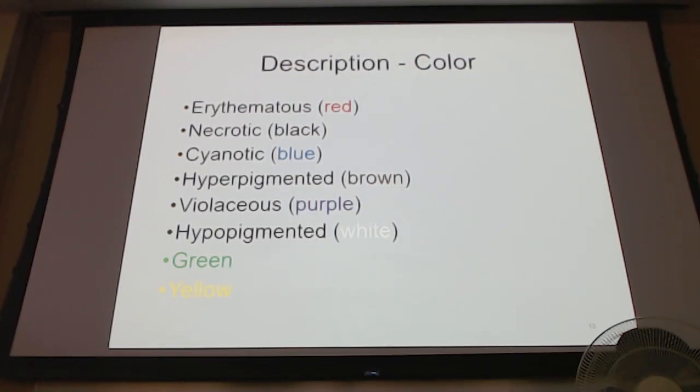Color-wise, so description: erythematous, necrotic, cyanotic, hyperpigmented, violaceous, hypopigmented, green, yellow. Basically, that is just breaking them down into how they look, right? So if I have a black widow bite, then my lesion could look necrotic, right? Because it's dead, it's going away. If I was at the Oscars and Will Smith slapped me in my cheek, then that could be erythematous, right? It's red. That's just how we break that stuff down.